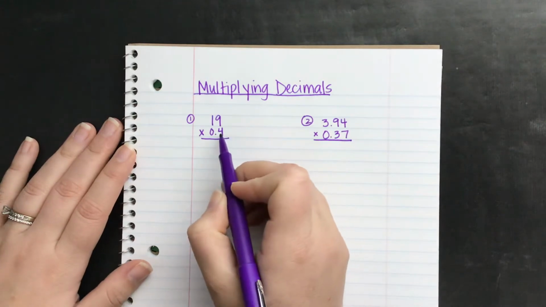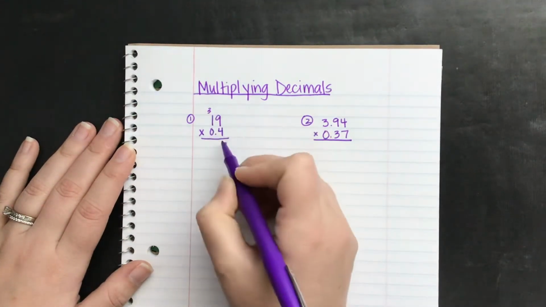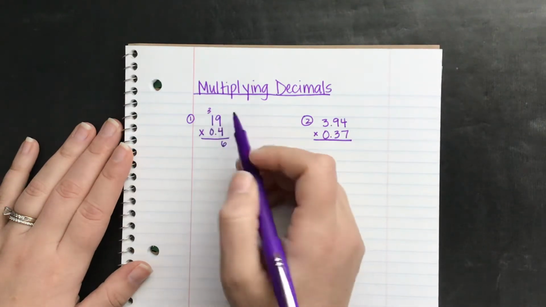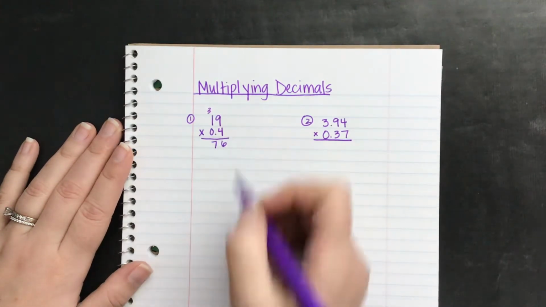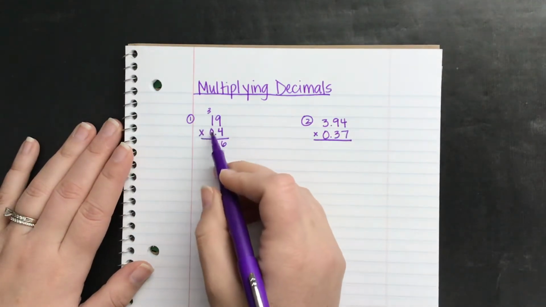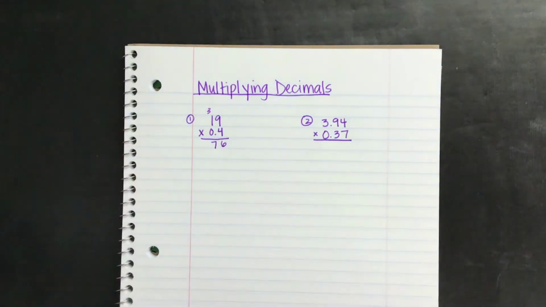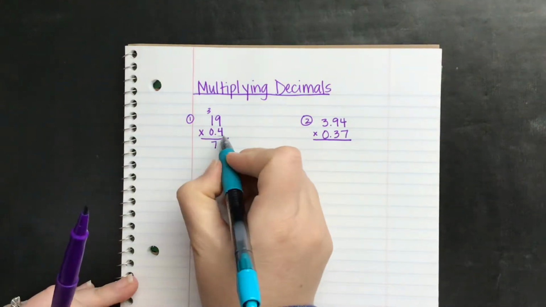So number one, 4 times 9 is 36. I'm gonna carry my 3. 4 times 1 is 4, plus 3 is 7. Okay, so I get 76. I don't have any more numbers to multiply, and I'm not going to multiply the zeros because I don't need to.